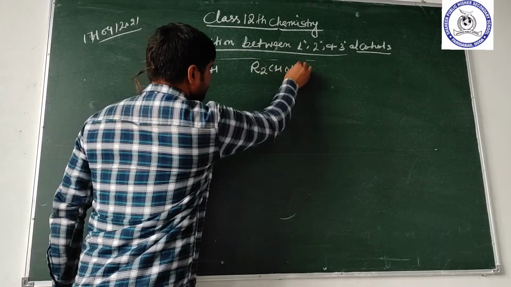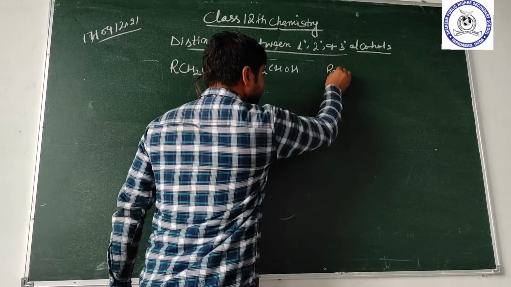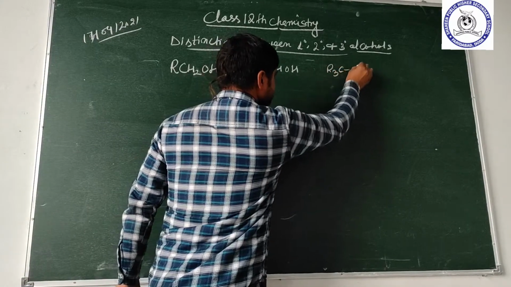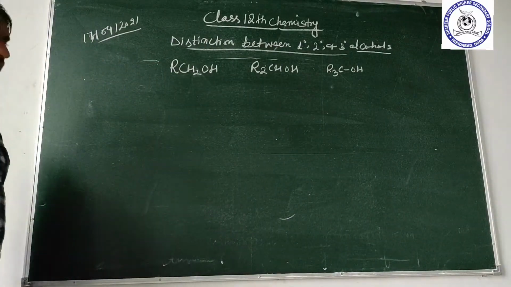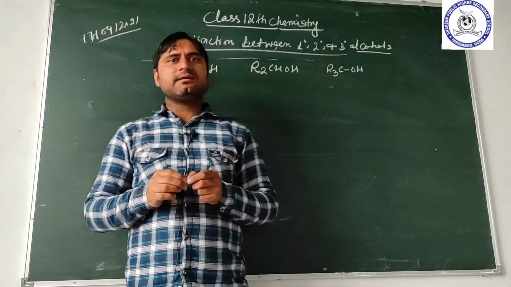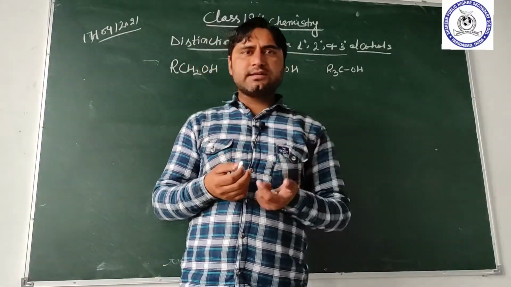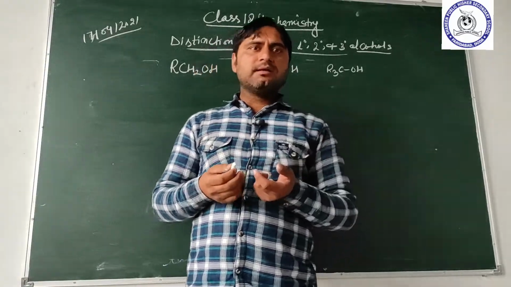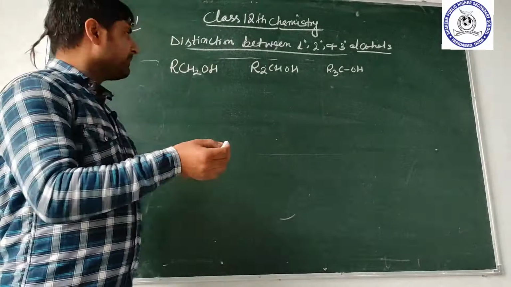R2CHOH is the general formula for secondary alcohol, and R3COH is the general formula for tertiary alcohol. Now we can discuss how to differentiate the primary alcohol, secondary alcohol and tertiary alcohol based upon various tests. The first test is the Victor-Meyer test.